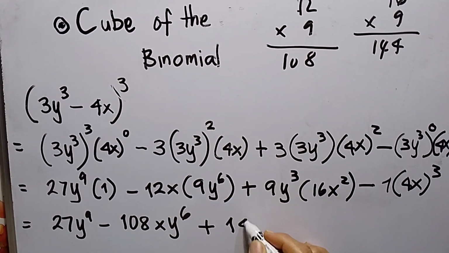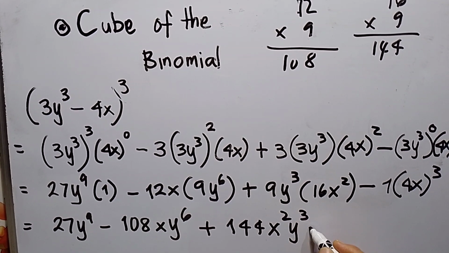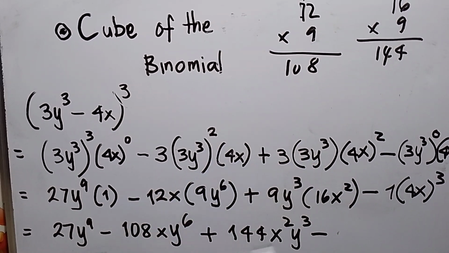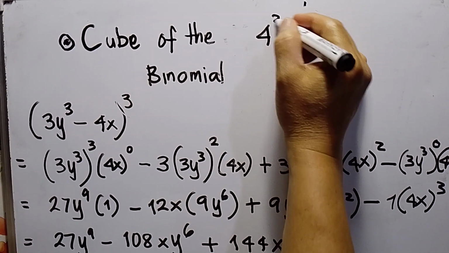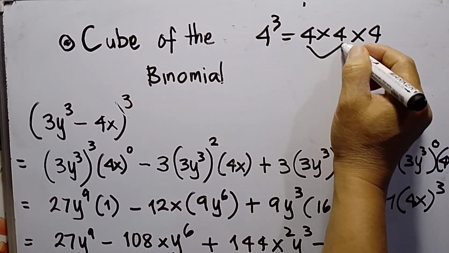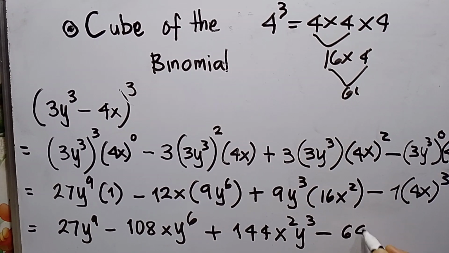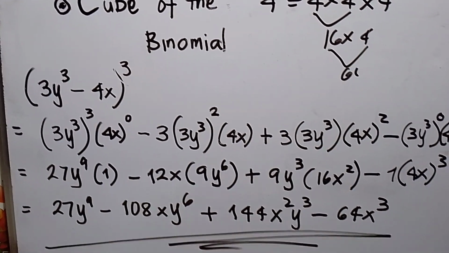So this will be 144x squared y cubed, and then this will be minus. Okay, 4 raised to the third power, meaning 4 times 4 times 4. So this will be 16 times 4 is 64. So this will be 64x cubed. So this is my final answer. That's all.